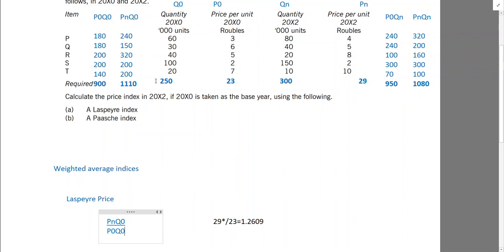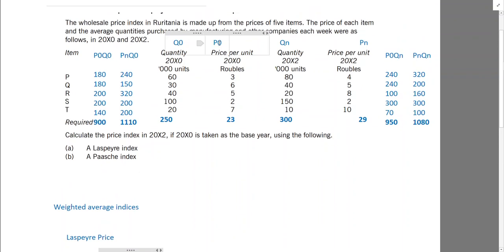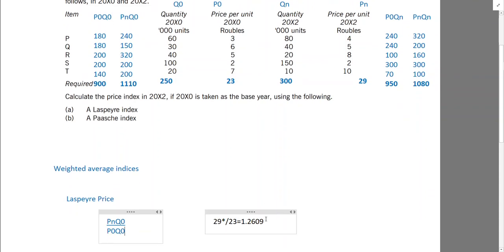So I've already done that calculation, but you have to do it individually for each item. Like we have Q0, P0, I've already done. So I have 900 here. So this is price multiplied by quantity for each individual thing. Obviously, if you take the total quantity and multiply by total price, it will not give you the exact right figure. So you have to do it individually for each item.